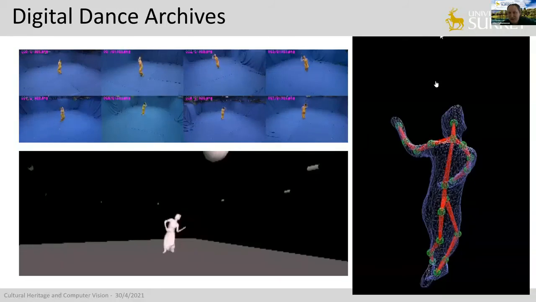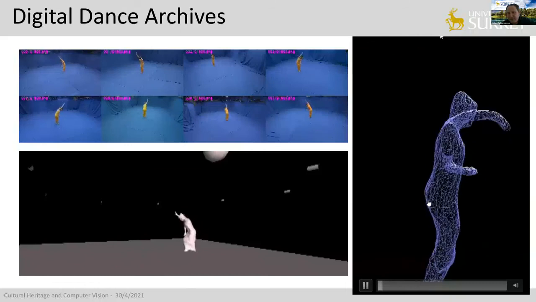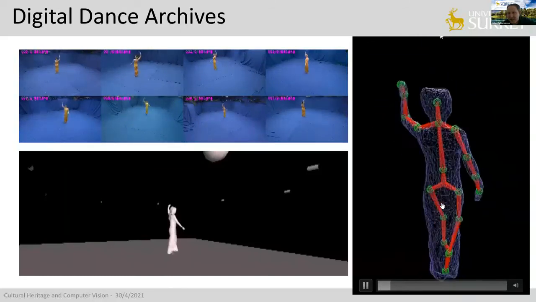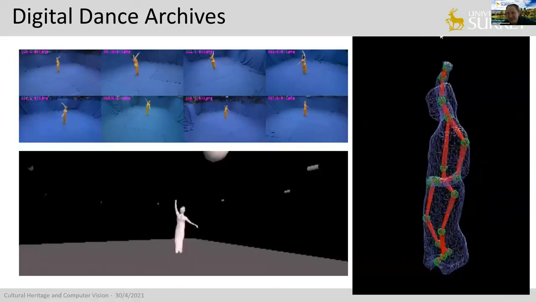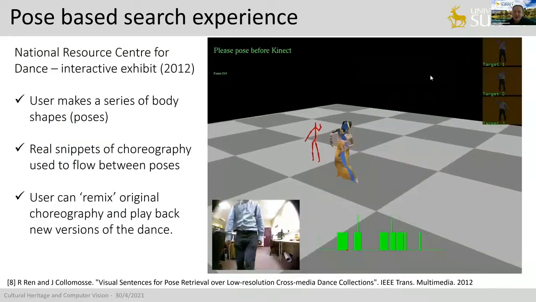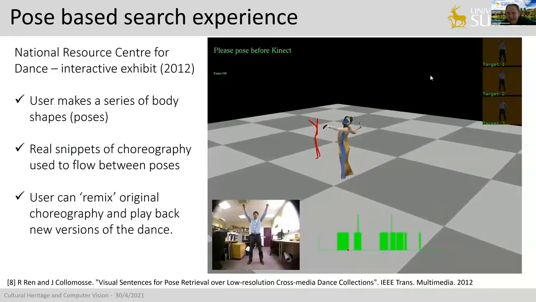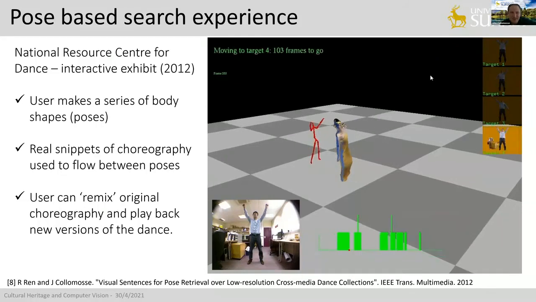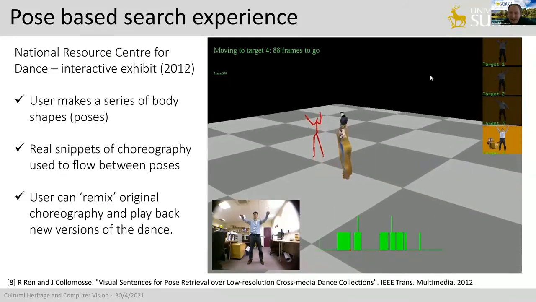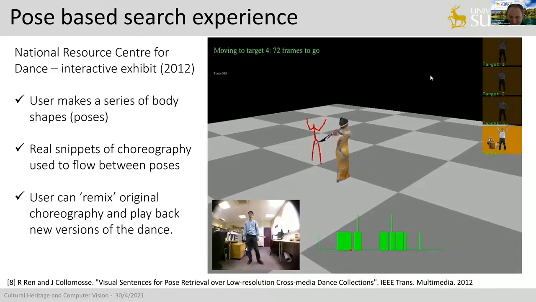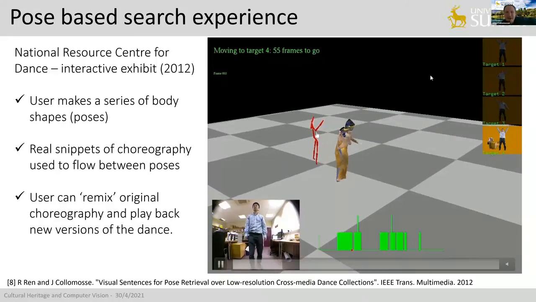Once we do that, we're able to, as we saw here on the right, infer things like the position of the body inside that costume, and that opened up new ways to search that collection. So we had a bit of a fun exhibit that involved the National Resource Centre for Dance, where we had the captured performance. The video's got some artifacts in it, unfortunately, I'm not sure why.